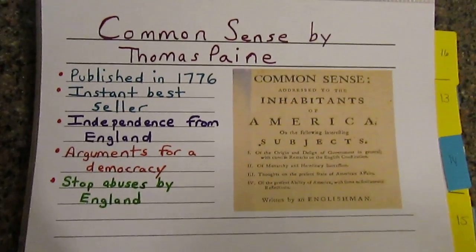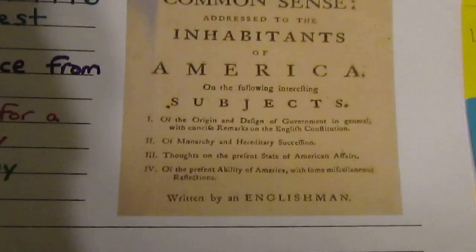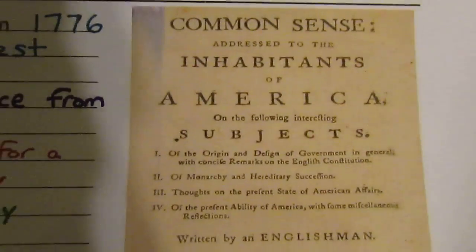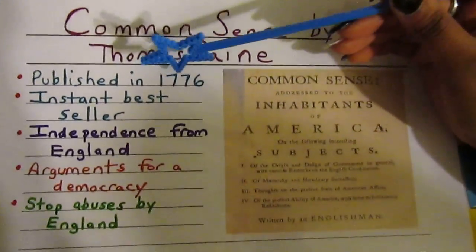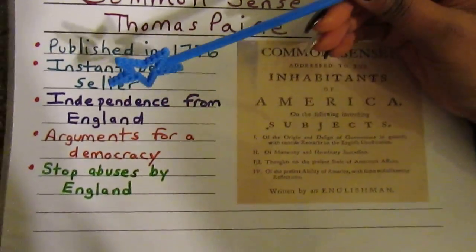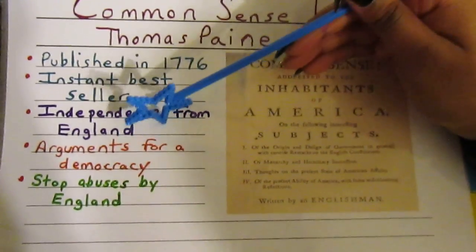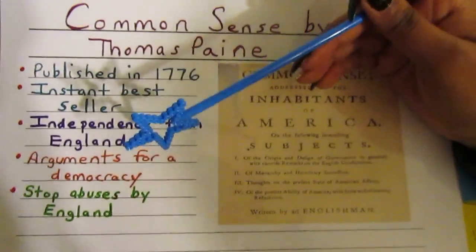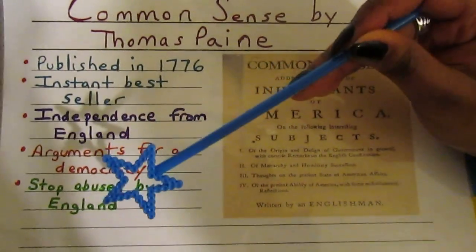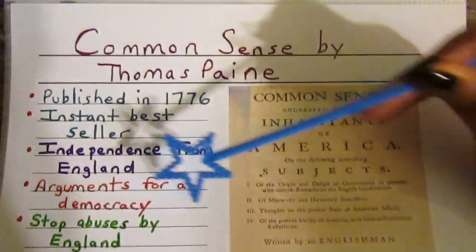Common Sense by Thomas Paine laid down the foundations for the Revolution, and it was published in 1776. It was an instant bestseller. It argued for independence from England, and it sparked arguments for a democracy, and it stopped all England's abuse.